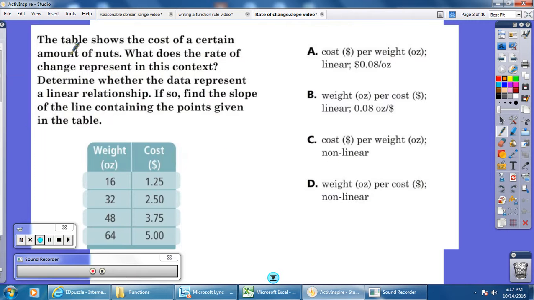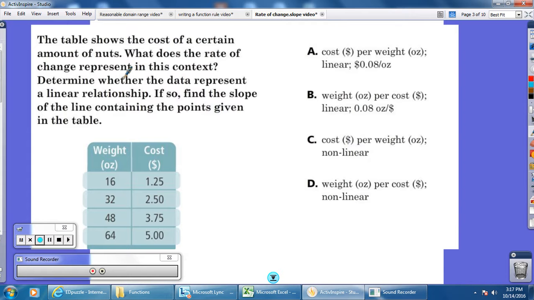Let's move on. Now we have a table showing the cost of nuts. What does the rate of change represent in this context? Okay, first of all, it's talking about ounces. How many ounces of nuts is your total cost. So the cost depends on how many ounces, right? This is my X, this is my Y, my input, my output. Cost depends on the weight of the nuts.